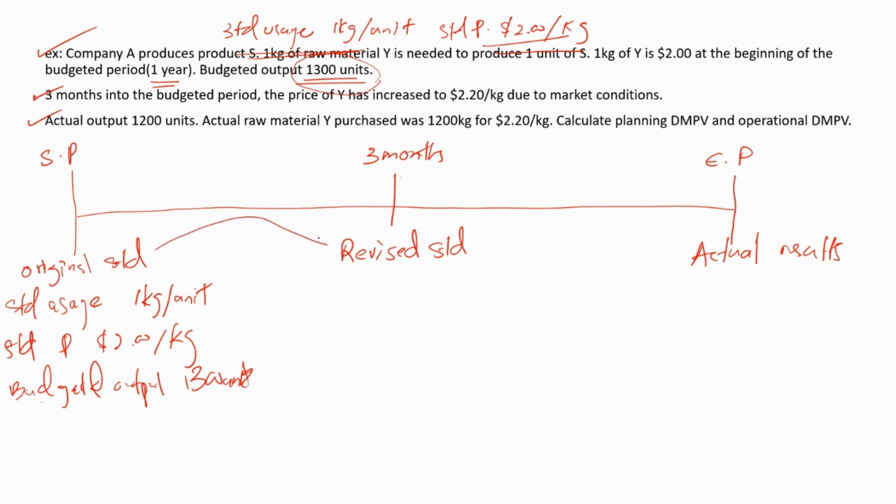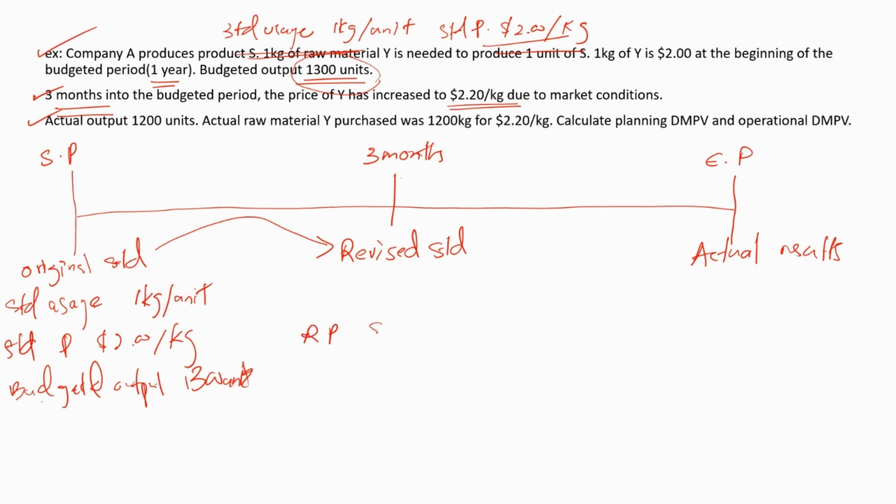Now let's revise the original standard. This is because they are telling us that 3 months into the budgeted period, the price of Y has increased to $2.2 per kilogram due to market conditions. This means the new standard price of material Y is $2.2 per kilogram.